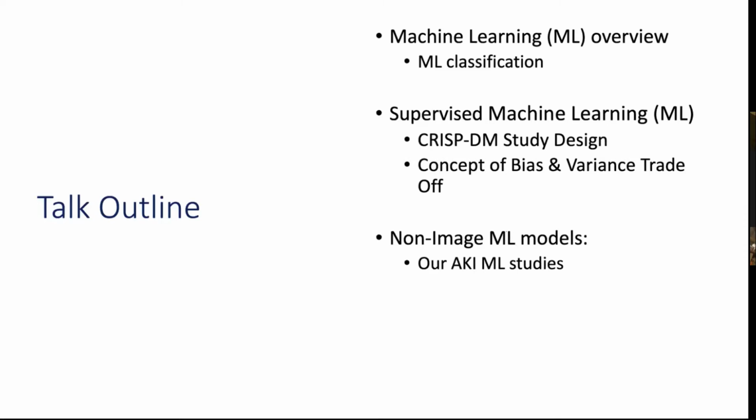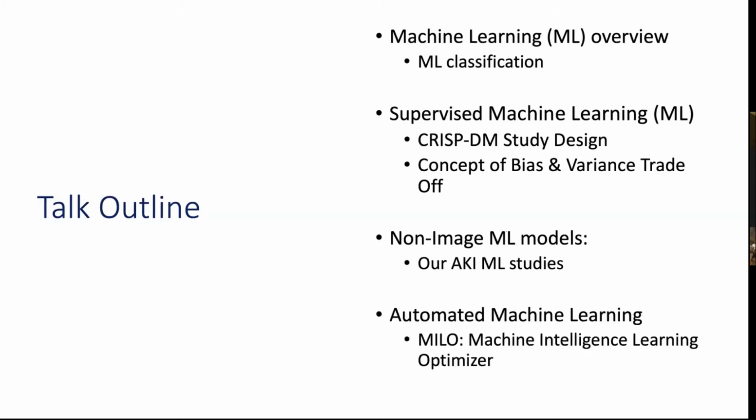And then finally, how does it apply to actual studies? So I'll show you one of our studies within our Burns population, which turned into its own patent pending application, which was our acute kidney injury machine learning study, which has its own optimized machine learning model now. And then finally, can all of these things be automated? And the answer is yes. And I'll show you our newest automated machine learning platform called MILO.